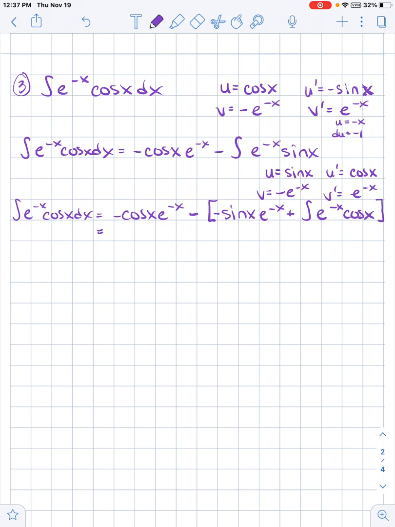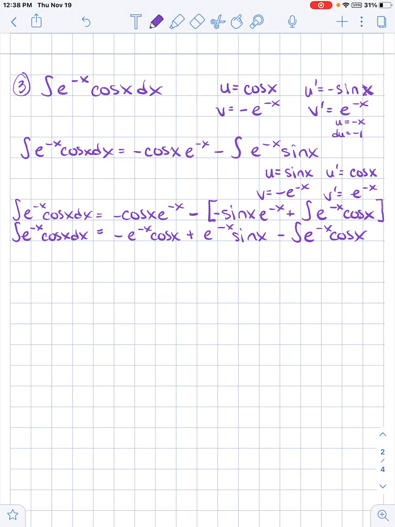All right, if I distribute that negative then, I've got negative e to the negative x cosine x, minus a minus, so that's plus e to the negative x sine x, minus the antiderivative of e to the negative x cosine x. Now if we did integration by parts again, we're just going to keep going in circles. It's just going to keep spiraling between sine and cosine.